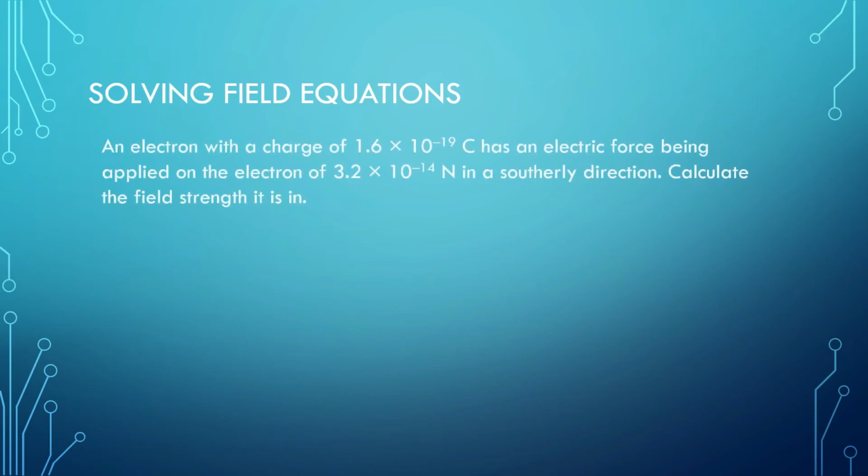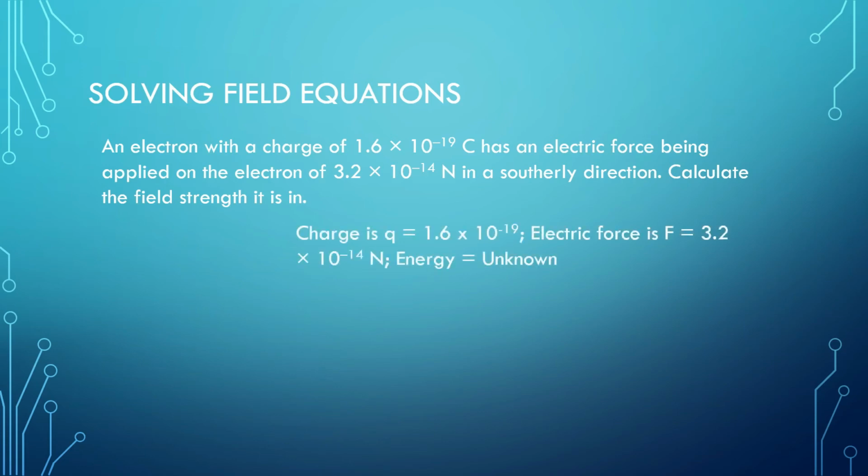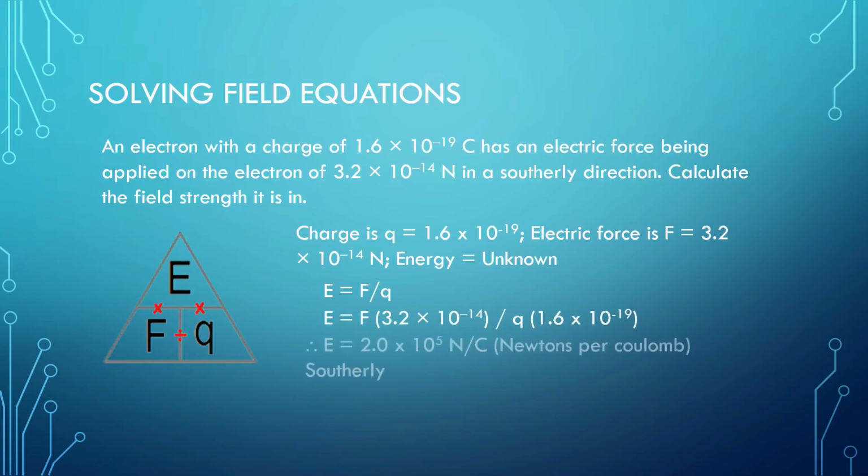The equation is much like the first. An electron with charge 1.6 times 10 to the power of negative 19 has an electric force applied on it of 3.2 times 10 to the power of negative 14 in a southerly direction. Calculate the field strength it is in. This time we have to shuffle the formula a different way to find E. We know the other two values, so from this we can derive that E equals F divided by Q. We sub in our original values to calculate that E equals 2 times 10 to the power of 5 newtons per coulomb in a southerly direction.